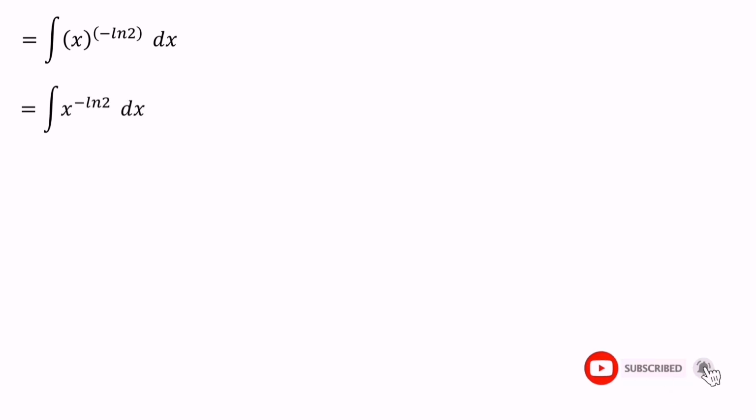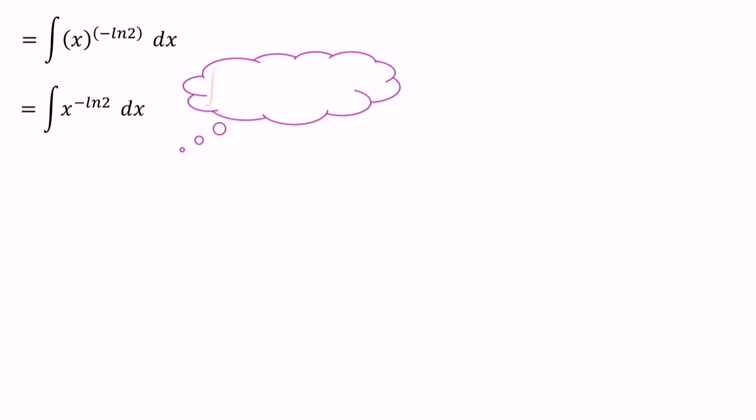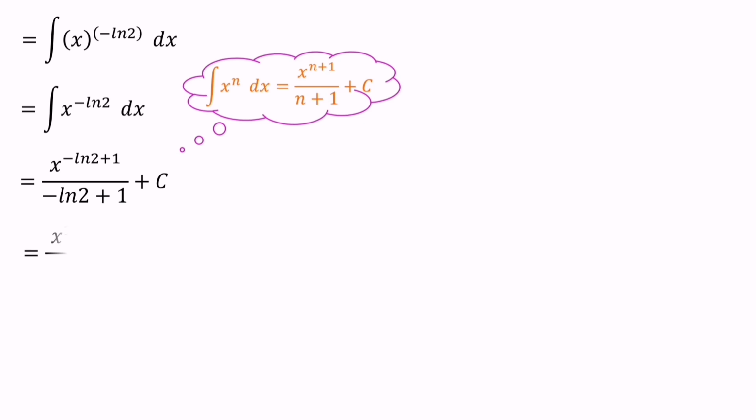Minus ln 2 is a constant value. We know integral x to the power of n value is equal to x to the power of n plus 1 over n plus 1. Using this equation, we can get integral x to the power of minus ln 2 as x to the power of minus ln 2 plus 1 over minus ln 2 plus 1. In here, simple n value just like minus ln 2. Then we have final answer as x to the power of 1 minus ln 2 over 1 minus ln 2.